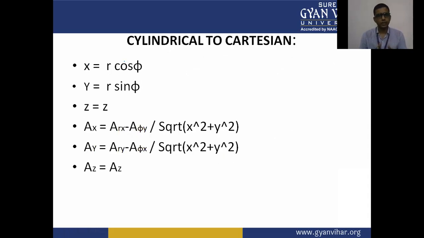Now we have cylindrical to the Cartesian coordinate system. In cylindrical to Cartesian, x is equal to r cos phi, y is equal to r sin phi, and z is equal to z, the same. And Ax is represented by Ar x minus Aphi y upon the square root of x square plus y square. Ay is represented by Ar y plus Aphi x upon the square root of x square plus y square. And Az is equal to Az, the same.